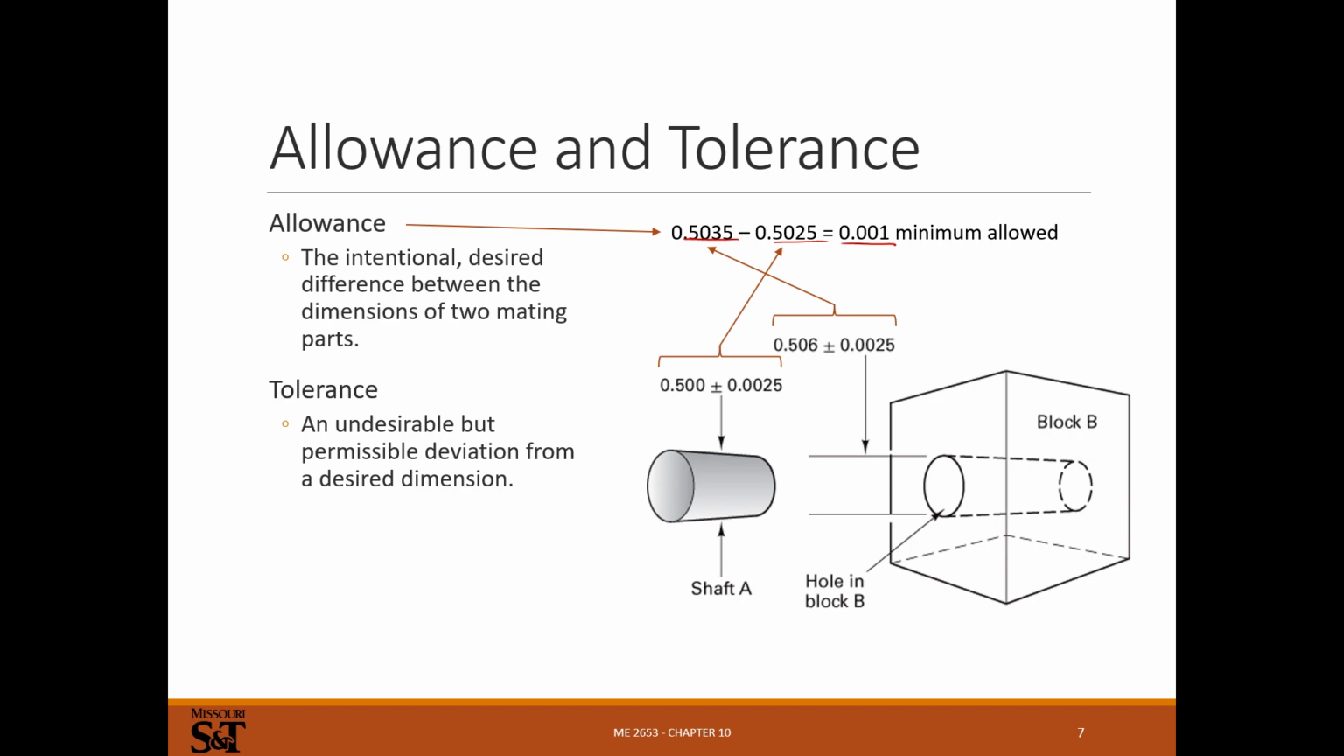And that's going to be called out by these plus or minuses here. That is the undesired but allowable deviation from the nominal size. So this would be the nominal size. This is the allowable variation in the nominal size, that's due to manufacturing tolerance.